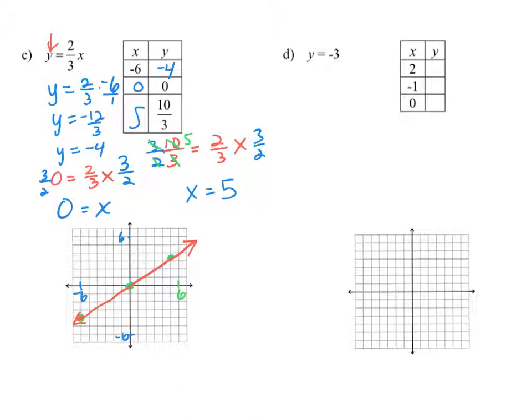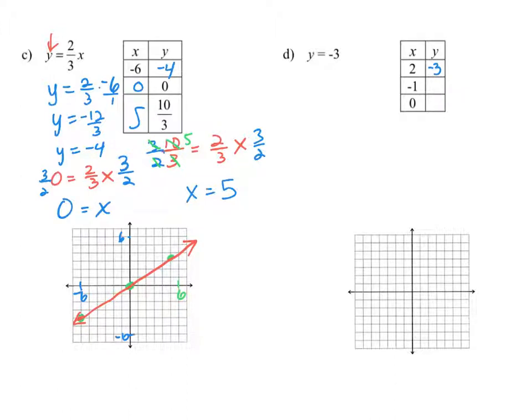In part D, we have the equation y equals -3. This is a linear equation, but it's a special one because it only has a y value; the x is missing. This is a special case, because no matter what the x value is, the y value is always going to be -3. So when you're completing the chart, when x is 2, y is -3.